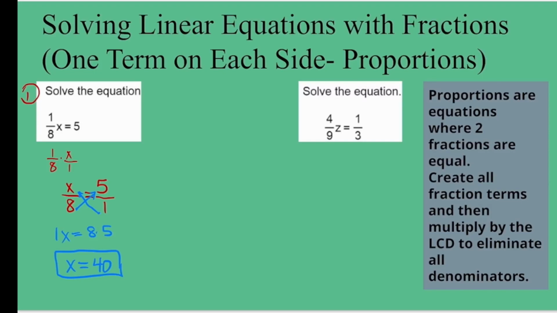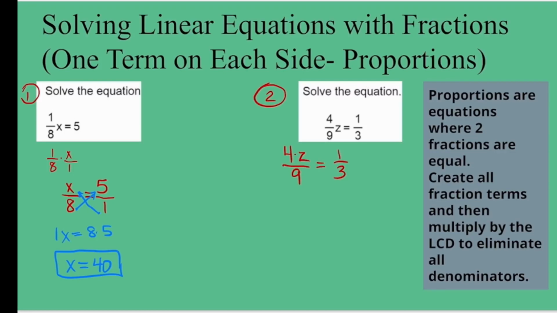So when I do question 2 over here, I'm going to show you a different way which will help you deepen your understanding of what's happening. Using the same logic, 4/9 times z is going to be 4 times z in the numerator over 9. And the left side is going to be 1/3.